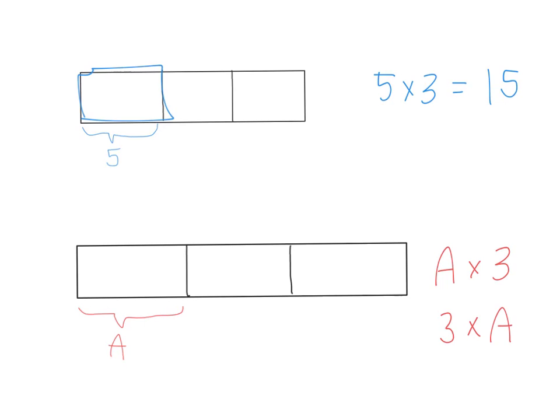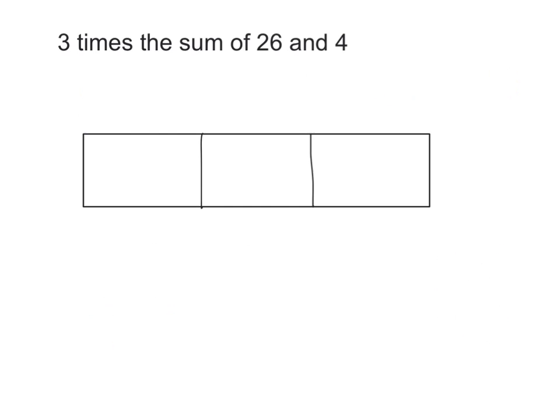Alina? Remember, the commutative property tells us that the factors can commute positions. They can change positions, and it still is the same thing. So you could find the entire length of this piece of tape by doing A times 3, or 3 times A. Great. If it says 3 times the sum of 26 and 4, how could you represent that using a picture? Go ahead and try it out in your notebook.